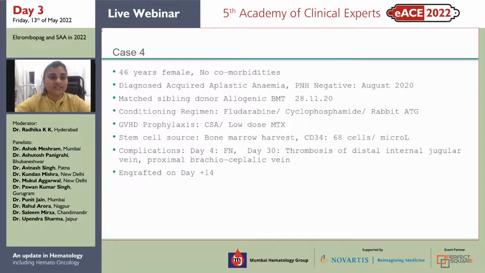Case. Yeah. This is my last case, a 46-year-old male, no comorbidities, diagnosed with acquired aplastic anemia, PNH negative, in August 2020. There was a matched sibling donor available. We did an allogeneic transplant in November 2020. Conditioning: fludarabine, rabbit ATG. GVHD prophylaxis: cyclosporine and methotrexate. Stem cell source: bone marrow harvest. Complications: she had febrile neutropenia. She had a thrombosis on day 30, because we do transplants with an IJV line, and grafted on day 40.